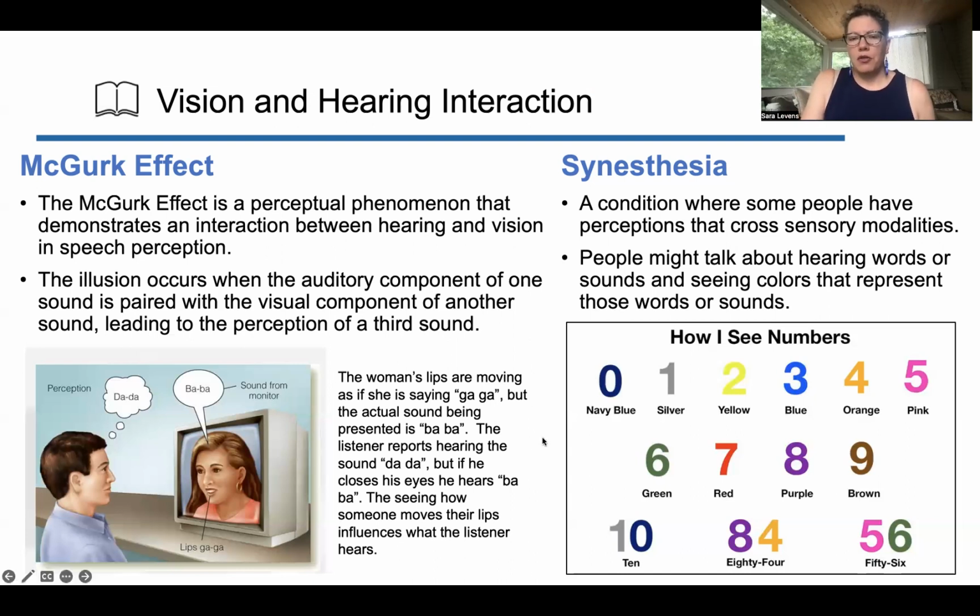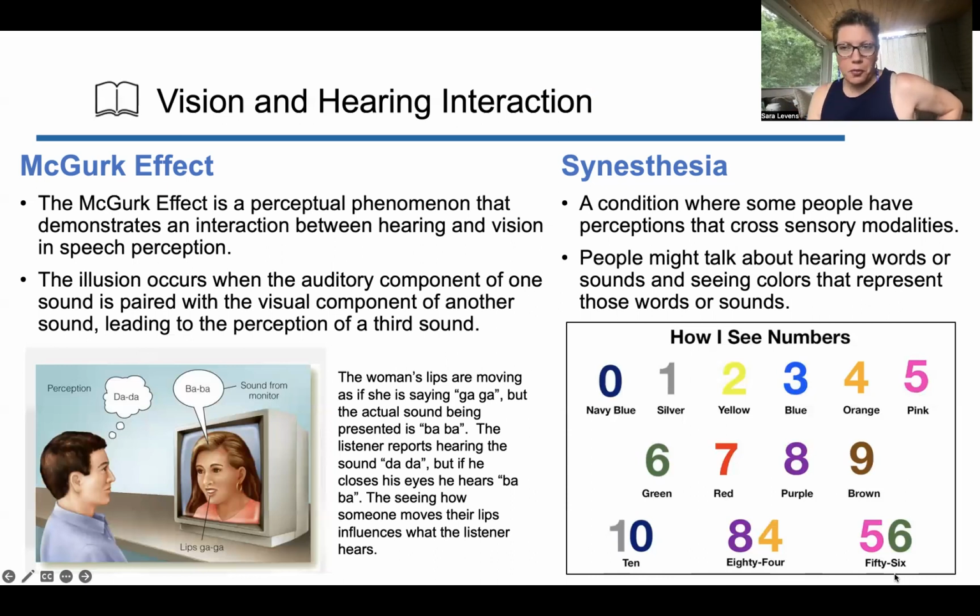Someone who has synesthesia would experience 0 not just as 0, but as navy blue, and 1 would be silver, and 2 would be yellow. This is literally how they experience reading the number and the color perceptual sensation at the same time. Here are the primary numbers, and then you can see how 10 would look like this, and 84 and 56.